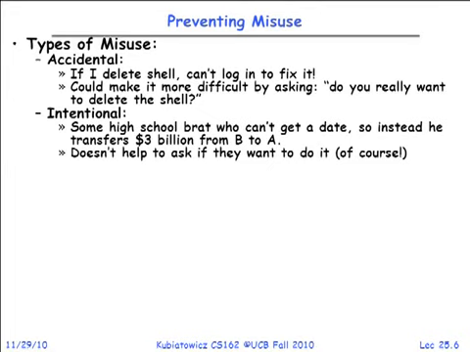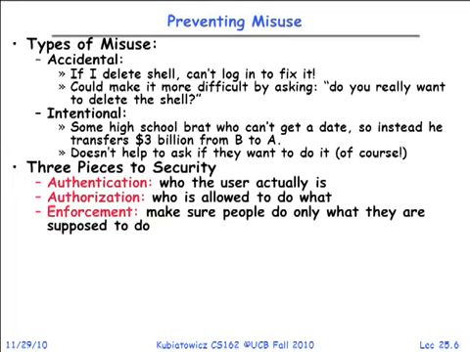There are three major pieces we're going to talk about here, which I'll call mechanisms that are part of the policy: authentication, authorization, and enforcement. Authentication is who is using this. Authorization is, now that we have identified you, what you are supposed to be able to do. And finally, enforcement is making sure that people only do what they're supposed to be able to do.